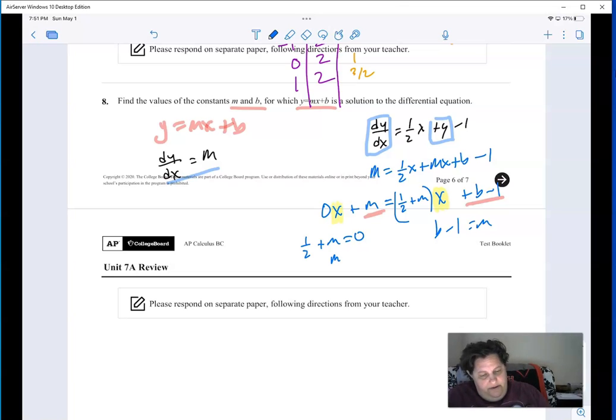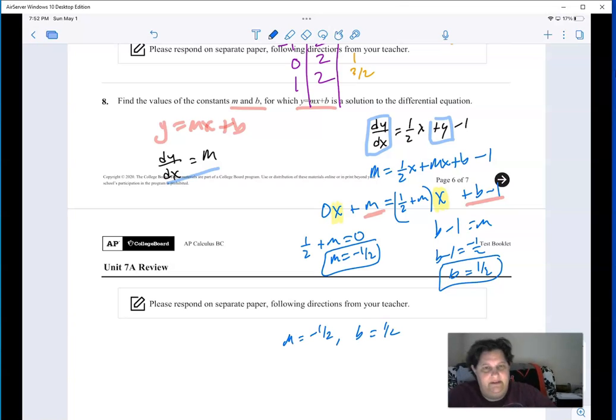Weird, but let's go. m is negative 1/2. b minus 1 is negative 1/2. I add the 1 over. b is positive 1/2. I'll be shocked if this is right, but let's see. So m would be negative 1/2. b would be positive 1/2. I mean, I don't know. Maybe. I don't really know what I did there, but everything looks all right to me, yeah?